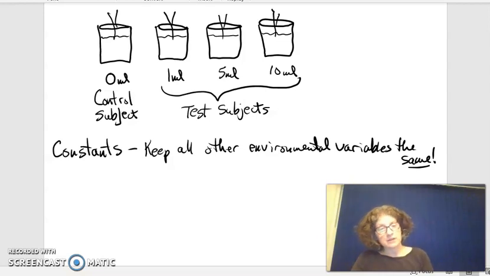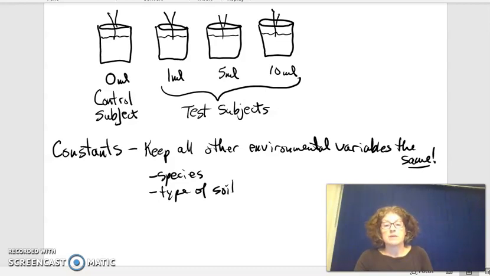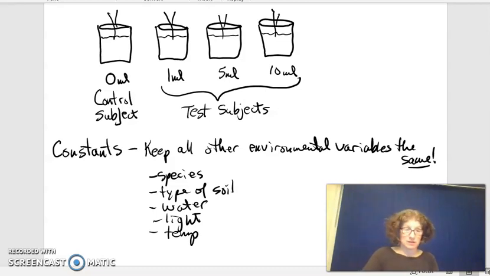So what kind of variables would those be? In this case, what would you keep the same for all of these? You would keep the species of grass, which would have to be the same. The type of soil. The amount of water. The amount of light. The temperature around the plants. You would want to keep everything the same. And if you're in a lab, if you're in a room that's nice and big and you have a lot of space, then you have the capacity to do this. And so that gives you a lot of control.